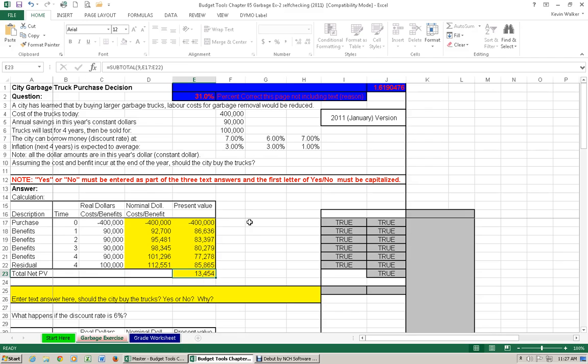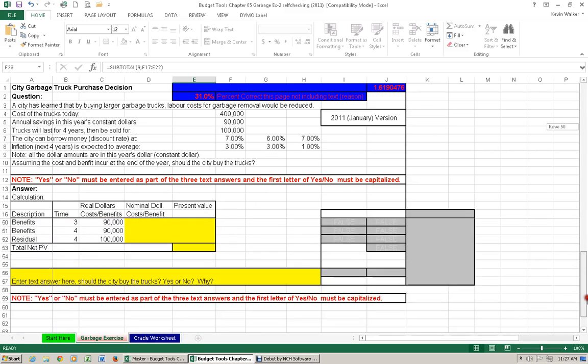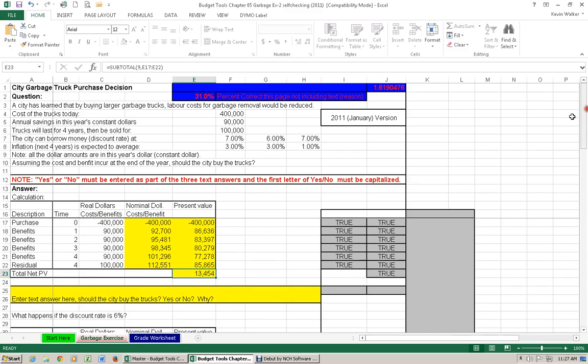So what you're going to do is rinse and repeat this for both of these. The second things, all you're doing is changing the discount rate and the interest rate. And you're going to see if that number is over 0. If it is, then this is a good deal. All right, buy the trucks. You're on the plus side, $13,454 at the end of the day. It's a good decision. Buy the trucks.